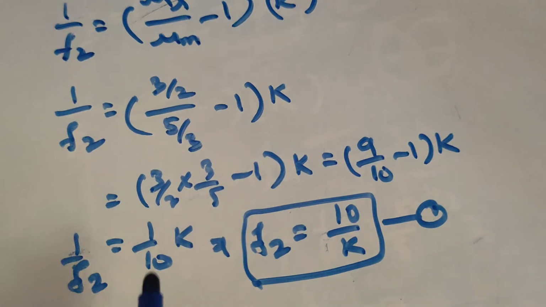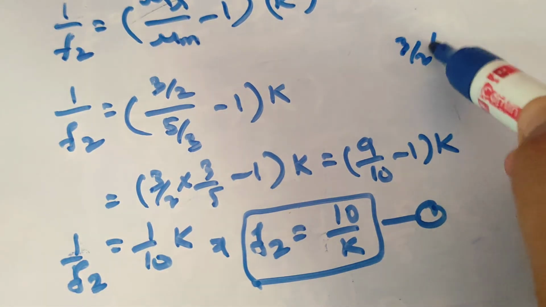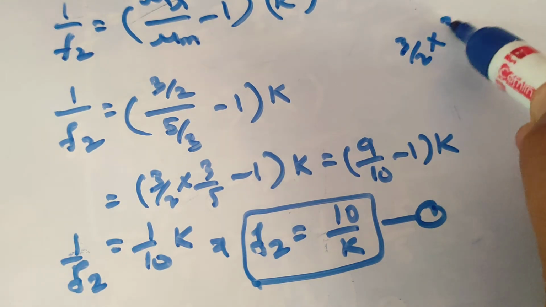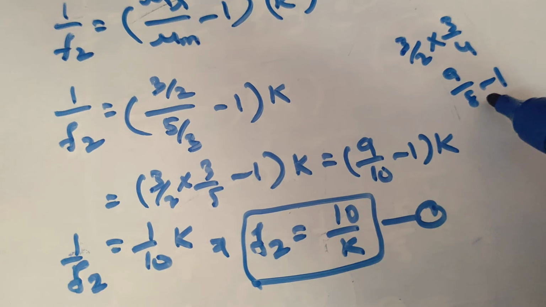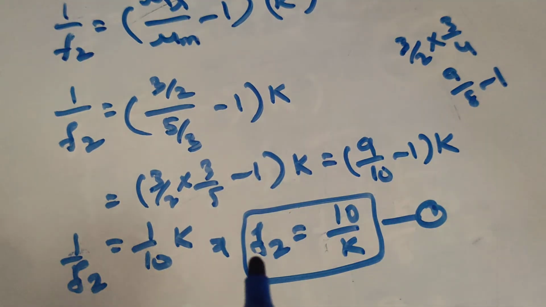So what happens here, f1: we have 3/2 into 3/4, that is 9/8, 9/8 minus 1, so 1/8, 1/8 into k, that is k by 8. So we got 8 by k. Here f2 equal to 10 by k.